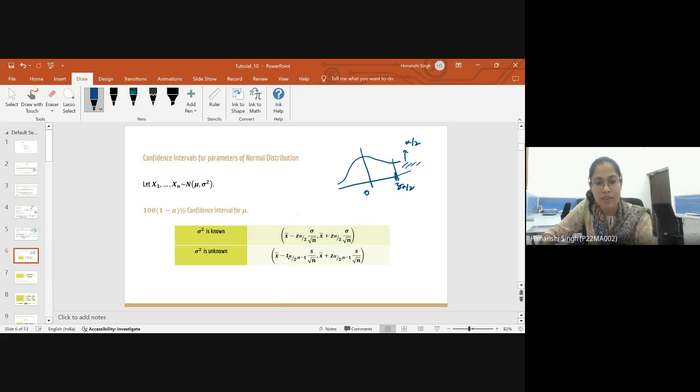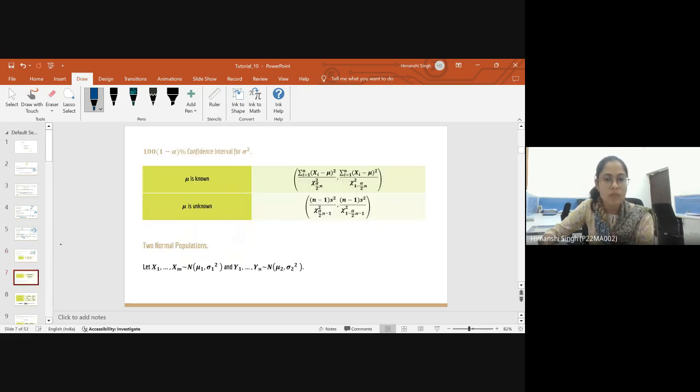Here I have this t, which is coming from the t distribution, t alpha by 2 at n minus 1 degrees of freedom. So the interval is x bar minus t alpha by 2, n minus 1, s by root n, to x bar plus t alpha by 2, n minus 1, s by root n. Here s is the sample standard deviation, because we do not know the population variance. So we will be calculating it from the sample we have, x1, x2, ..., xn. These are the confidence intervals for mu.